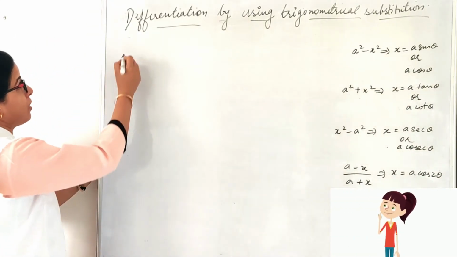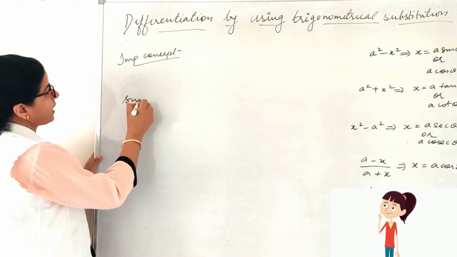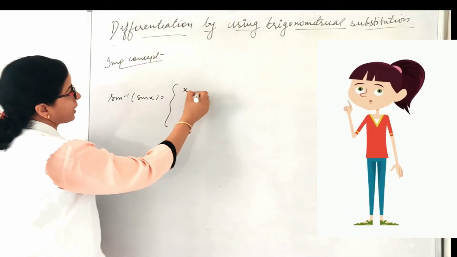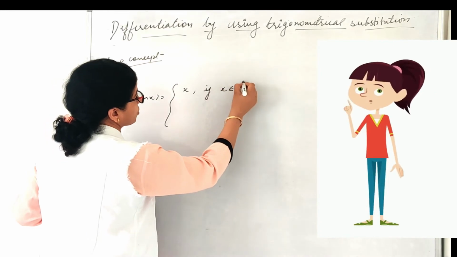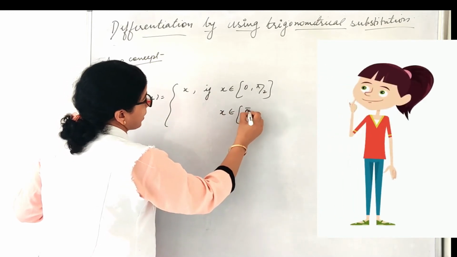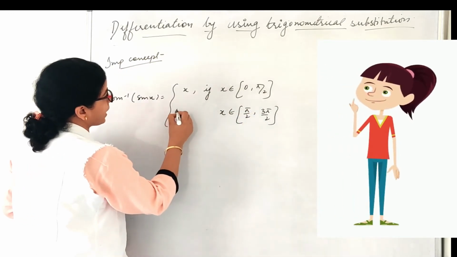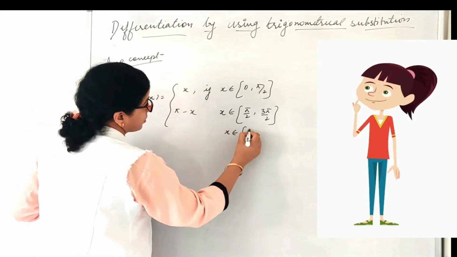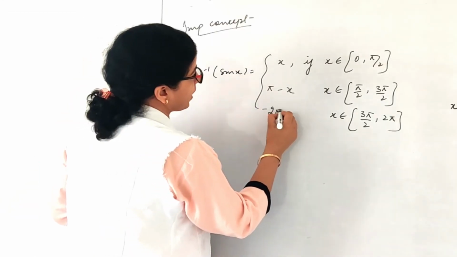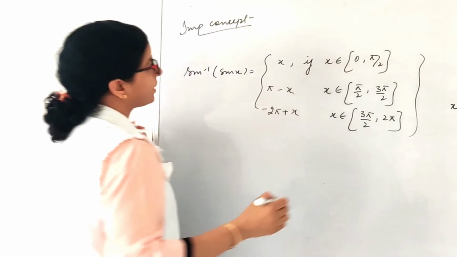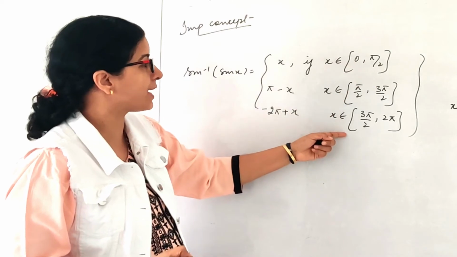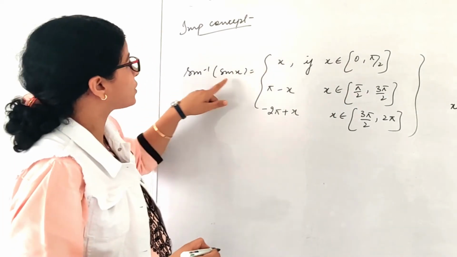Now one more important concept which we should remember: sin inverse of sin x will be equal to x if x belongs to the closed interval minus pi by 2 comma pi by 2, and if x belongs to pi by 2 to 3 pi by 2, it will be pi minus x. If x belongs to 3 pi by 2 to 5 pi by 2, it will be minus 2 pi plus x. Is that clear? Please remember this whenever we are solving differentiation by the trigonometrical substitution. We have to check where our x lies, and accordingly we will take the value of sin inverse of sin x.